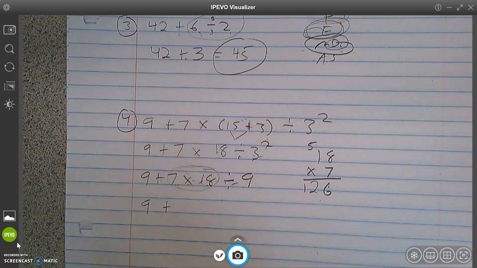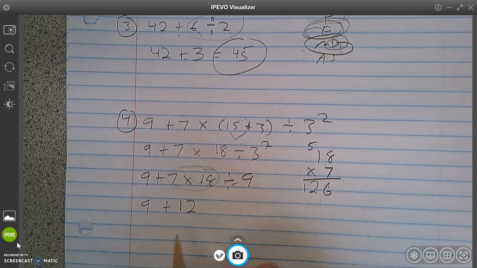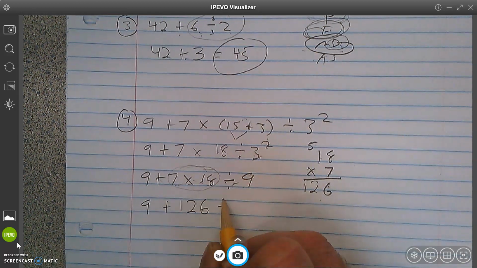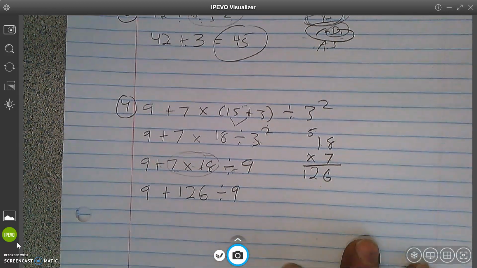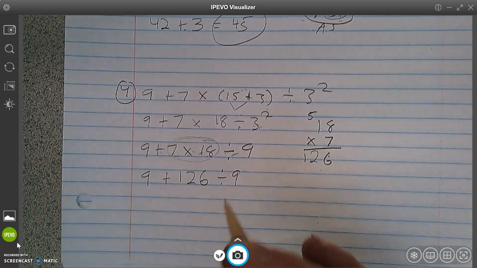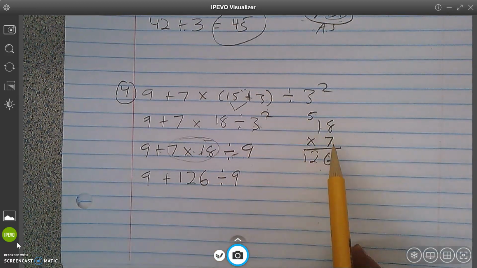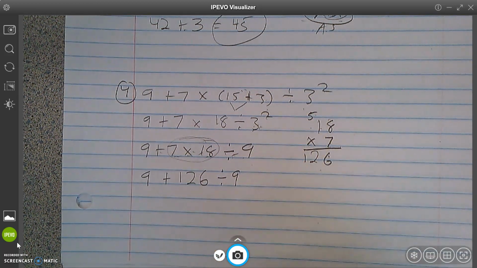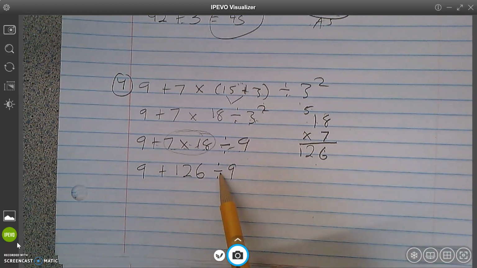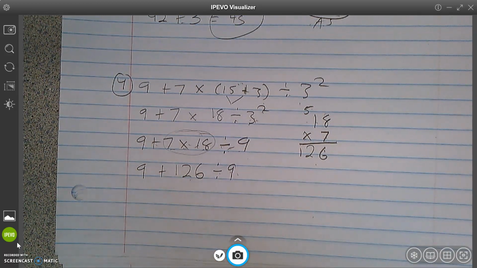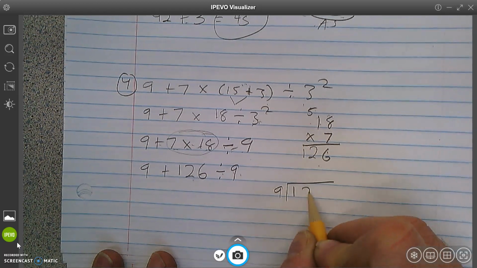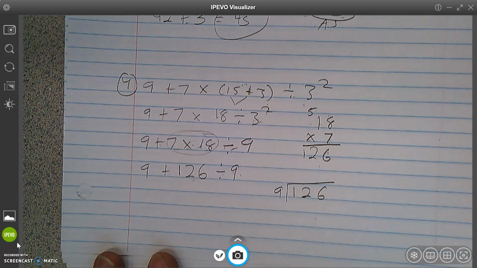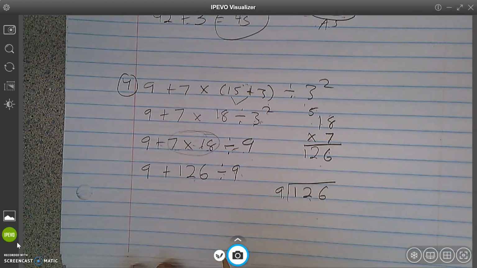So 9 plus 126 divided by 9. There we go. Got it. All right, so what am I going to do next? I don't know. Oh, addition or division. I need to divide, right? So I need to divide. So 126 divided by 9, my bad.